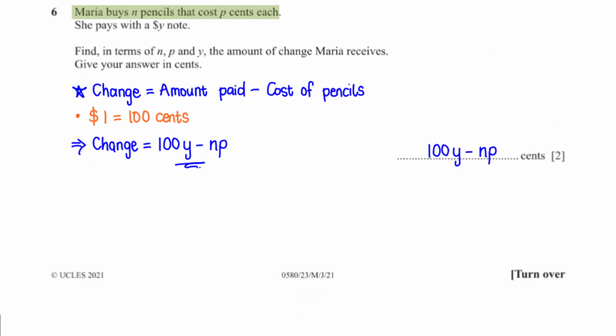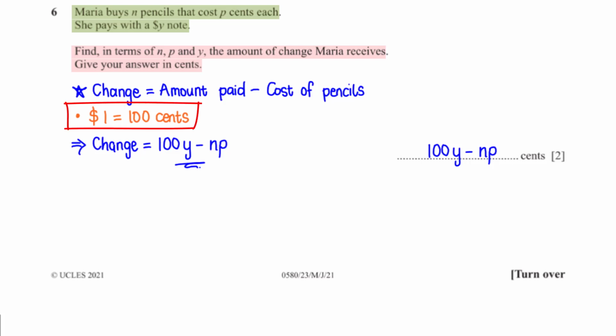Maria buys N pencils that cost P cents each. She pays with a Y dollar note. Find in terms of N, P, and Y the amount of change Maria receives. Give your answer in cents. The change Maria receives is equal to the amount she paid minus the total cost of the pencils.